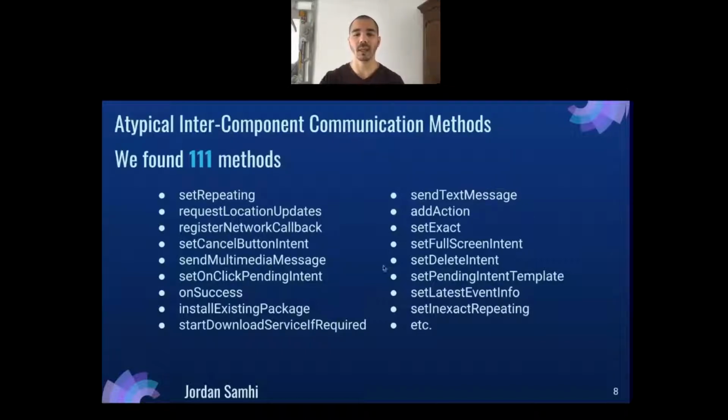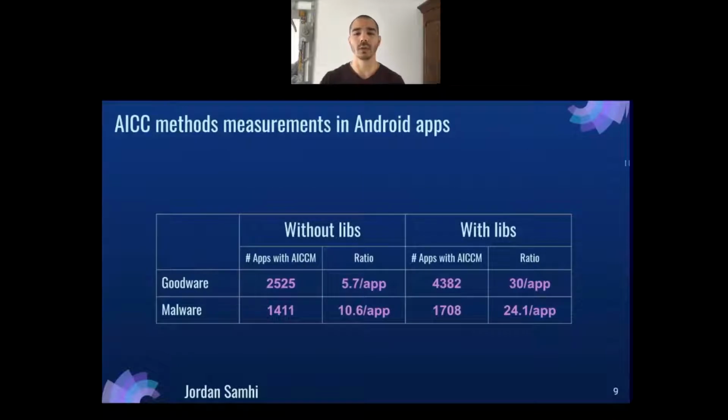For example, here we can see that by setting an alarm, you can trigger another component. By requesting location updates, you can trigger another component. And if it's not modeled, we lose precision with static analysis. So we also measured the pervasiveness of those atypical ICC methods in Android apps by considering goodware and malware to see if there are any differences, and also by taking into account only the developer code, so without libraries, and with libraries.